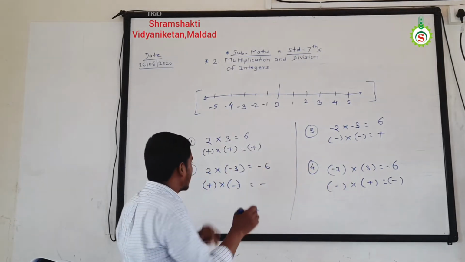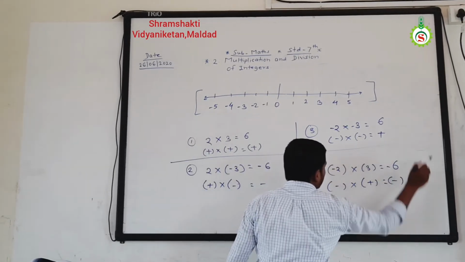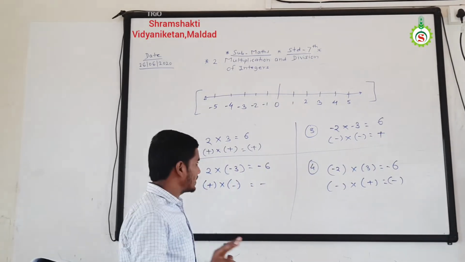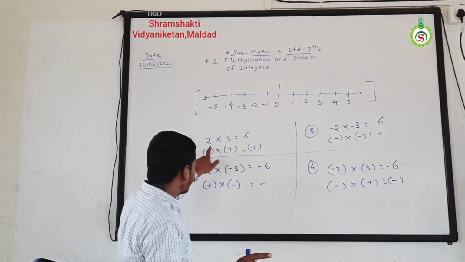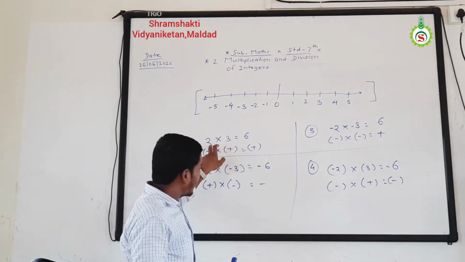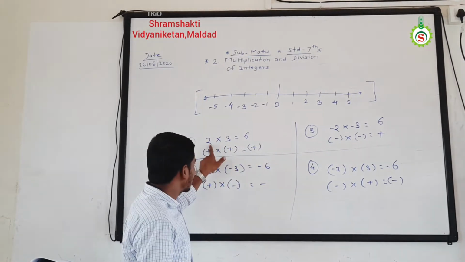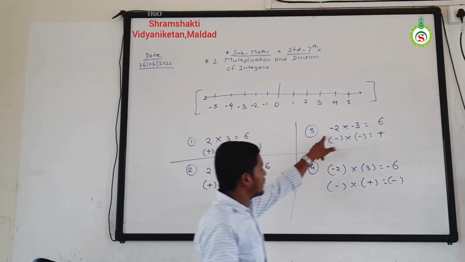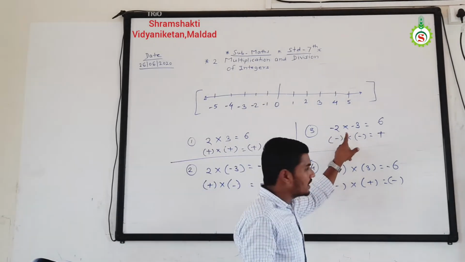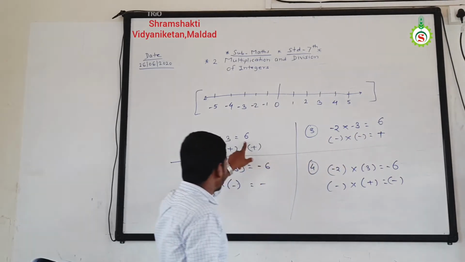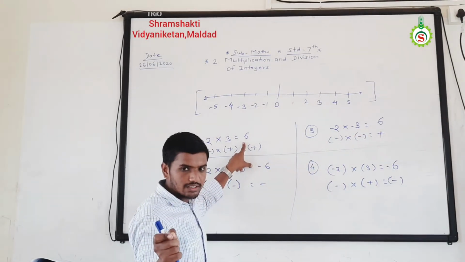So for the multiplication, there are basically two rules. If both numbers have the same sign, you have to give a plus sign to the answer. Both numbers have the same sign, here also both numbers have the same sign, you have to give the plus sign to the answer.